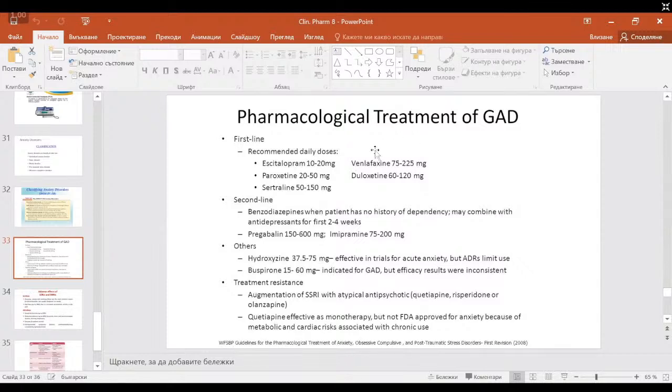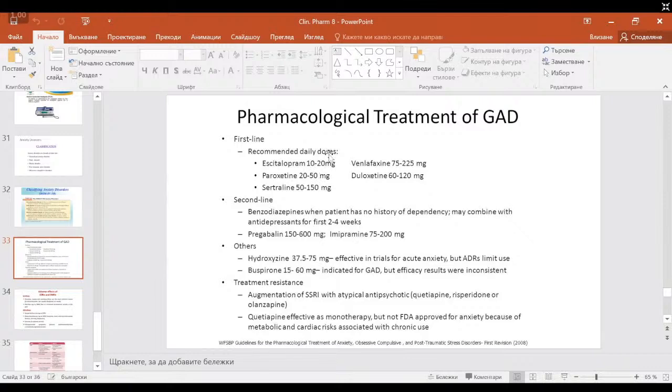Another option are venlafaxine and duloxetine, and these are the SNRIs. Actually, this is what I wanted to tell you. The serotonin norepinephrine reuptake inhibitors, which as a mechanism of action are very similar to the TCAs, because what the TCAs do is actually they inhibit the reuptake of serotonin and norepinephrine.